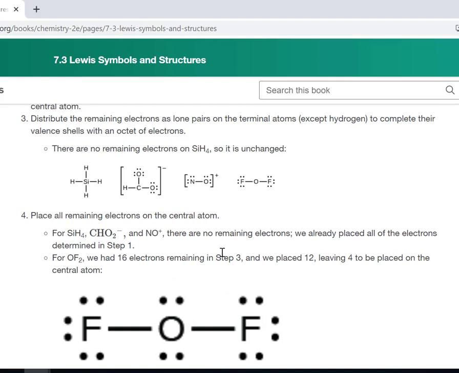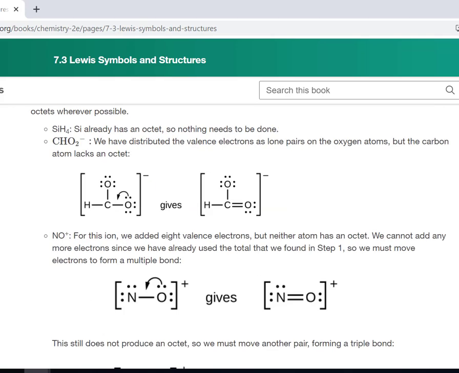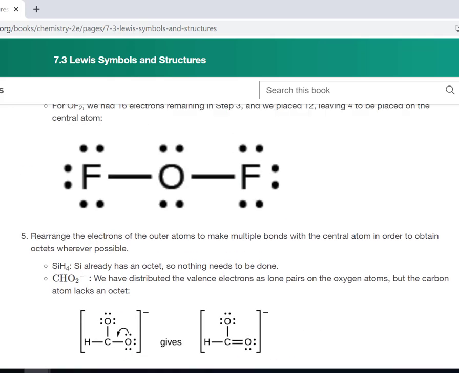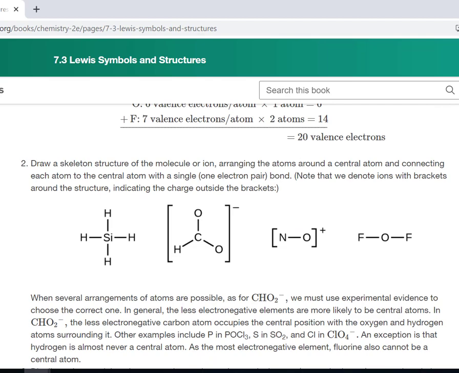We had 16 electrons, and we have 20 altogether. That means we have 4 left. So we put 2 here and 2 here. That gets us to our expected number up here of 20 valence electrons.